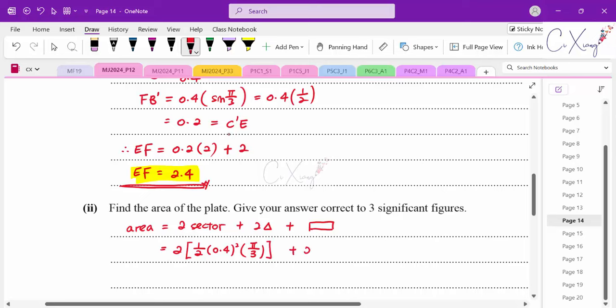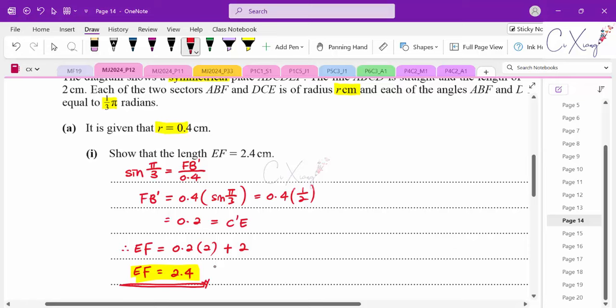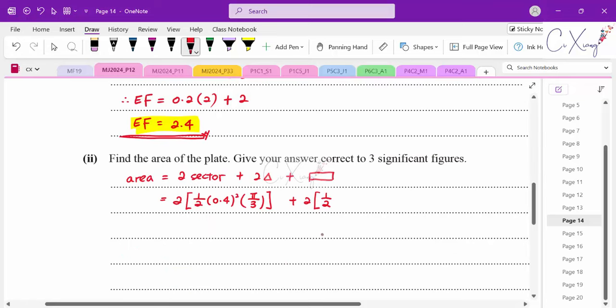Then plus 2 times the area of the triangle. For the area of the triangle, I want to use half base times height. So I have half. What is the base? The base here is FB prime. Just now you already got the value, which is 0.2. So this is the base. And what is the height? To calculate the height, I take the square root of the hypotenuse squared, 0.4 squared, minus the base squared. So this is my height.